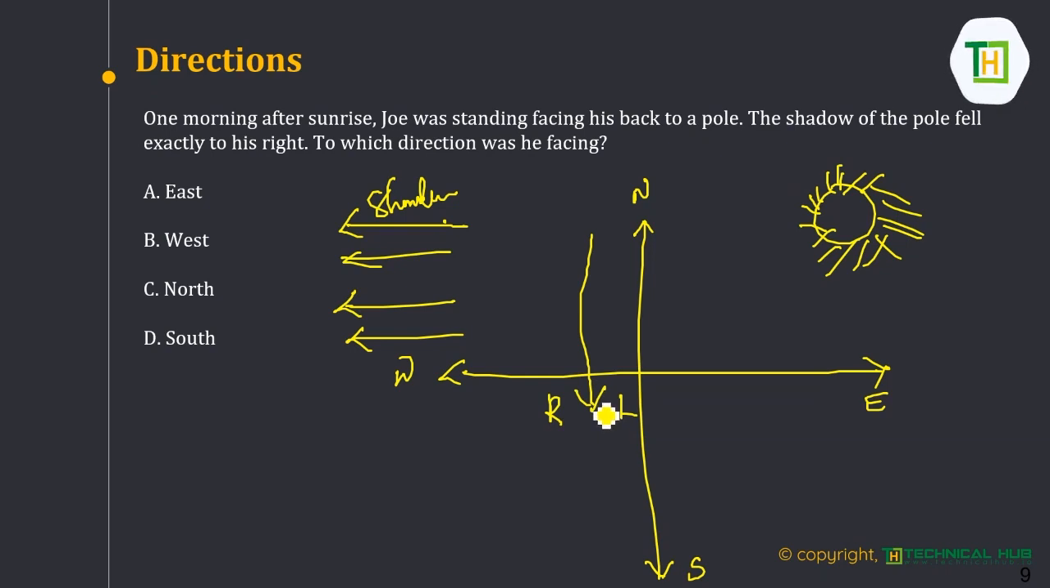Okay. So the shadow of that person. What is here? The shadow of the pole falls exactly to his right. The shadow is definitely on the right hand side, which means the person is facing south.